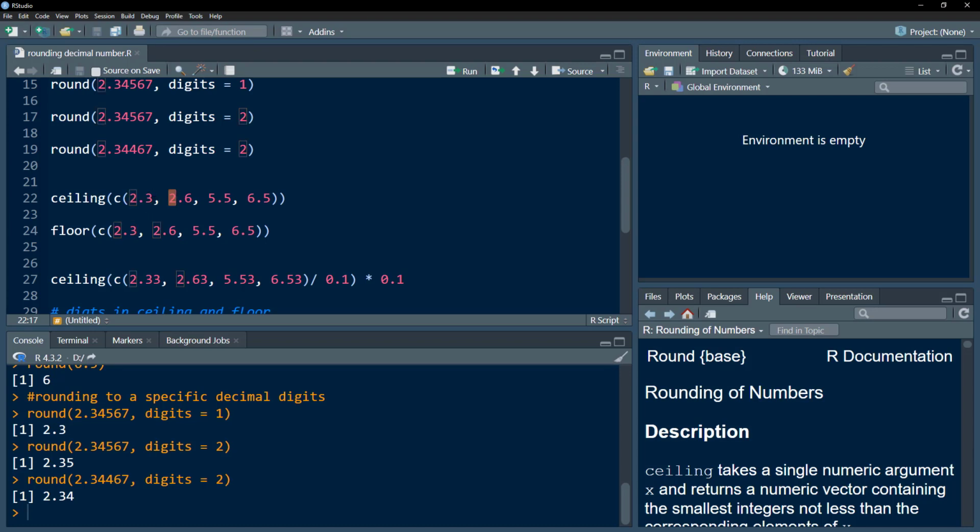Similarly, even though the digit after the decimal point is less than 5, it should round to the nearest higher number. Similarly, this should be rounded to 3.